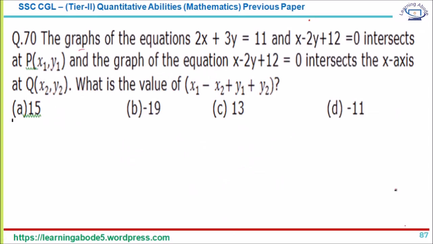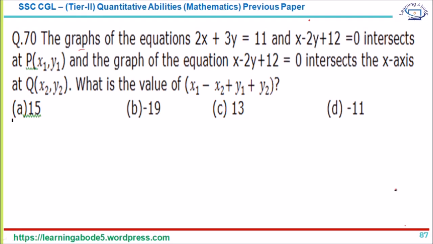Now question number 70, a question on coordinate geometry. It says the graph of the equations 2x plus 3y equal to 11 and x minus 2y plus 12 equal to 0 intersects at P of x1, y1, and the graph of the equation x minus 2y plus 12 equal to 0 intersects the x-axis at Q of x2, y2. Now the question is, what is the value of x1 minus x2 plus y1 plus y2?